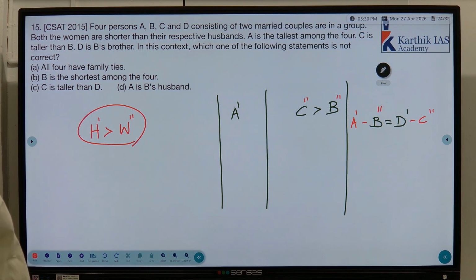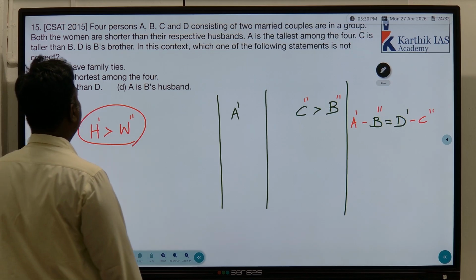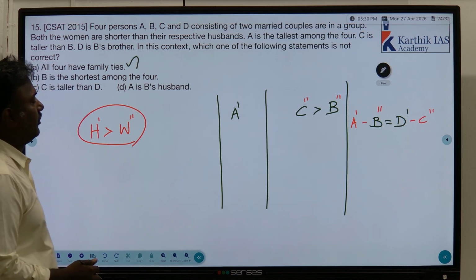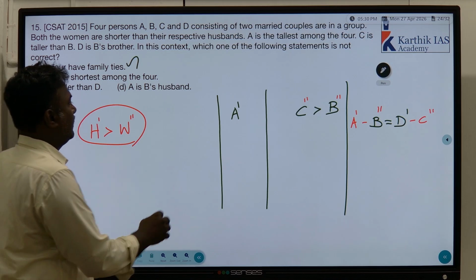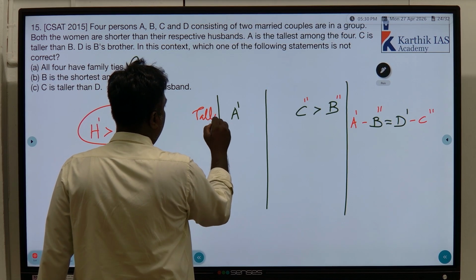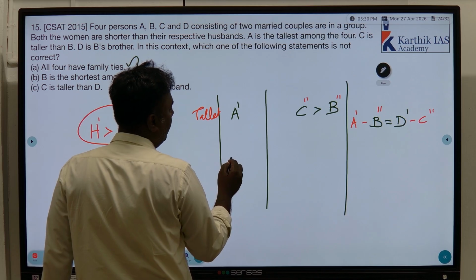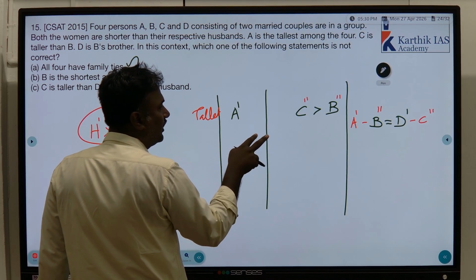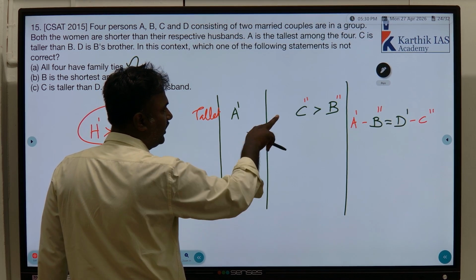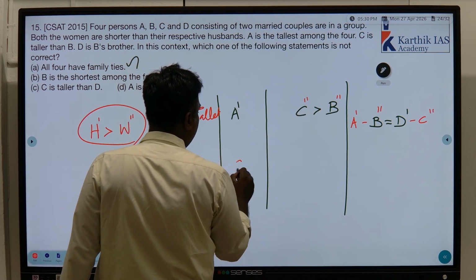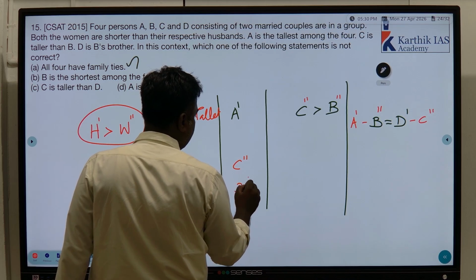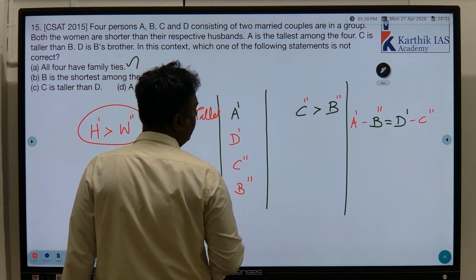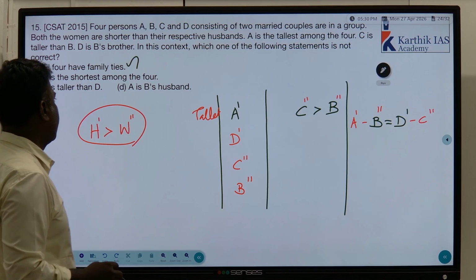So which of the following statements is not correct, they are asking. All 4 have family ties. Yes. B is shorter among the 4. See here, A is the tallest. Understand? We know that obviously among A and B, B should be shorter. Among C and D, C should be shorter. But we know that C is taller than B, they gave. See, we know that D should be taller than C. So among the 4, B is the shortest.